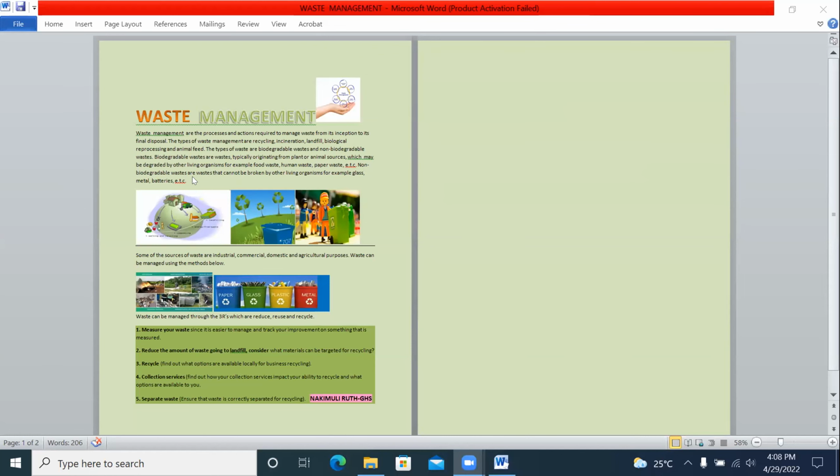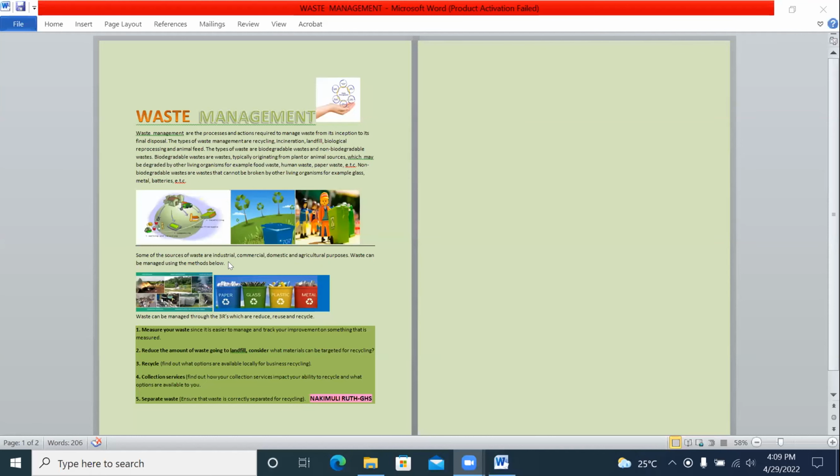Non-biodegradable wastes are wastes that cannot be broken down by other living organisms, for example, glass, metal, batteries, etc. These non-biodegradable wastes cannot rot. They will stay there until you come and get them. So for them, we take them to the incinerator and burn them. Some of the sources of waste are industrial, commercial, domestic, and agricultural purposes. It means that we get this waste because of these purposes.